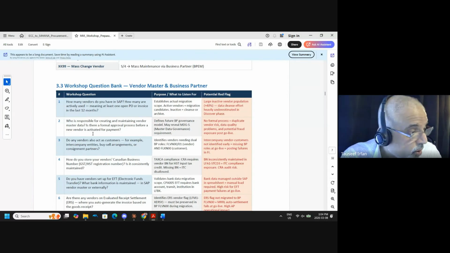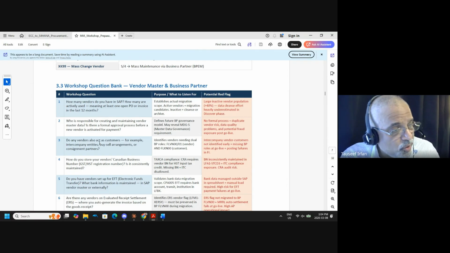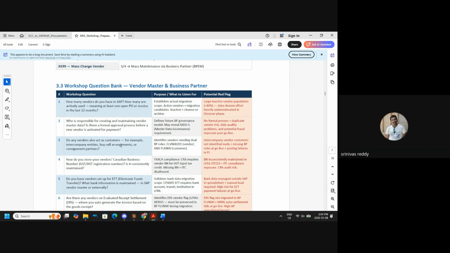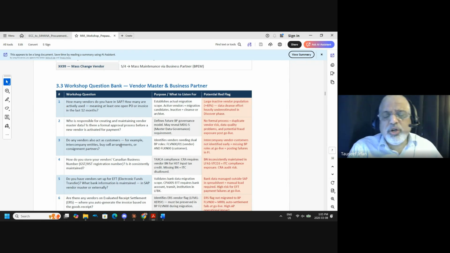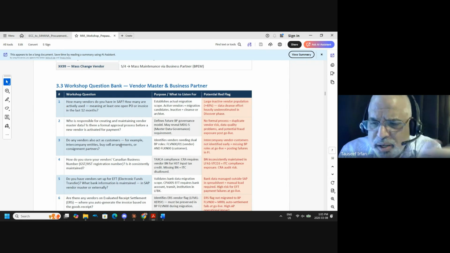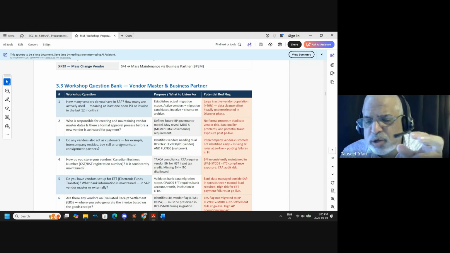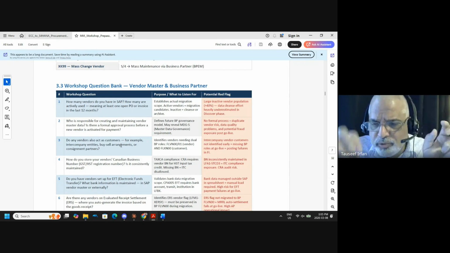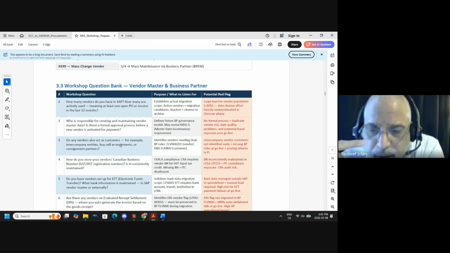Okay. Do any vendors also act as customers? Why are you asking this question, Srinivas? Why is this question important in this context? In this context, the vendor and the customer are both the same. They supply and they also purchase. As an SAP MM consultant, you have to say this was not important during ECC, because you definitely had 2 different master data records for customer and vendor. Now it is important because one entity can play both the roles of customer and supplier.